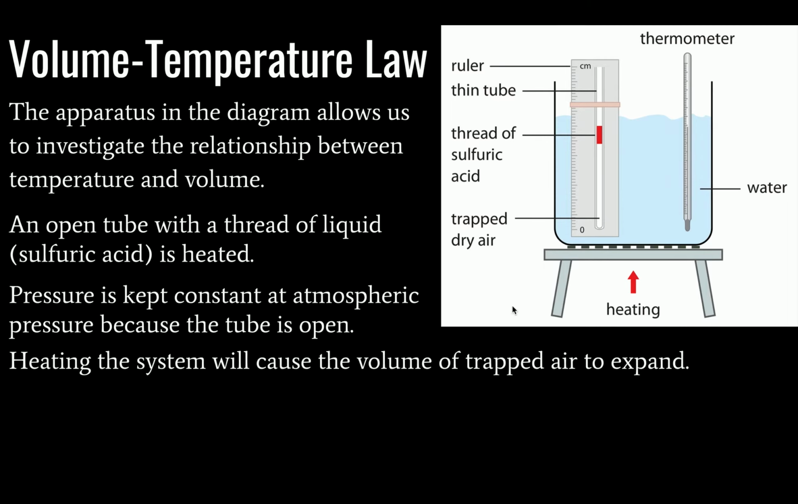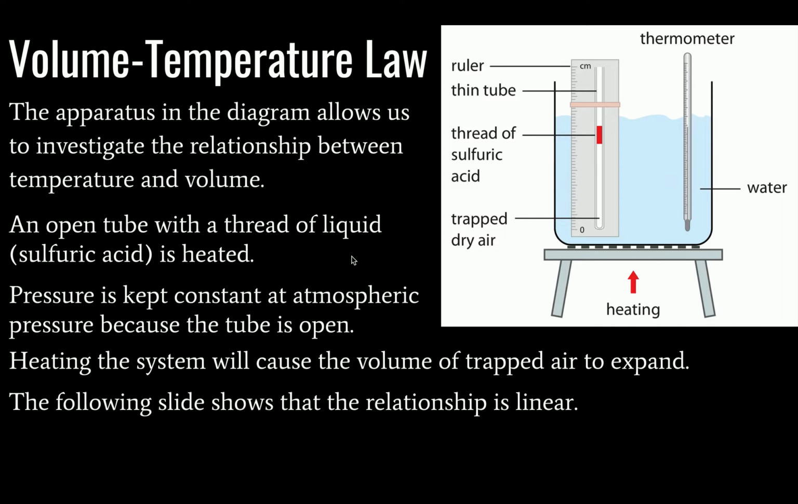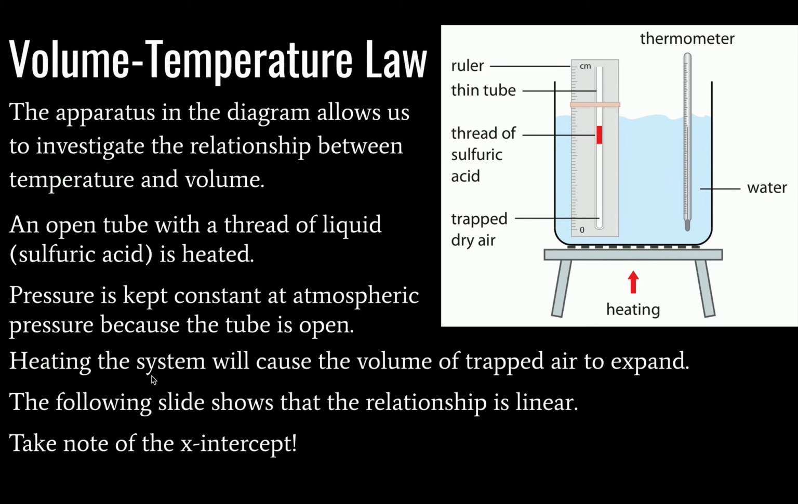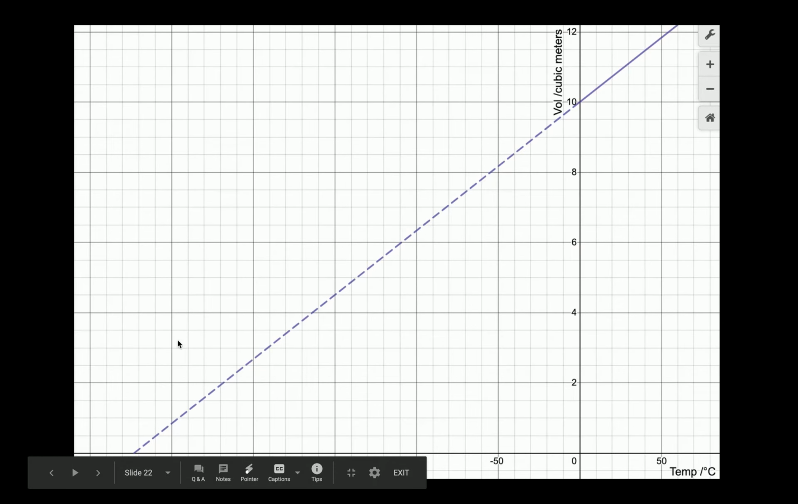Heating our system is going to cause this volume of trapped air to expand. In other words, this thread of sulfuric acid is going to move up when we heat the system. So the following slide is going to show that the relationship is linear. So let's take a look. And for the first time, take note of the x-intercept. Okay, there it is. So we have here volume on our y-axis, and we have temperature in degrees Celsius on our x-axis.